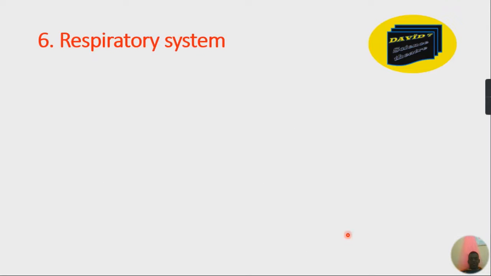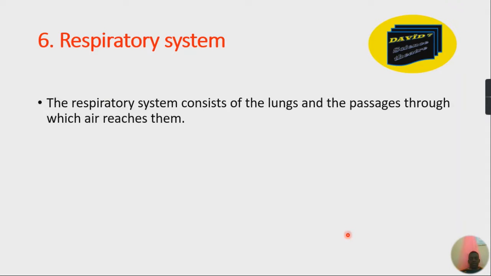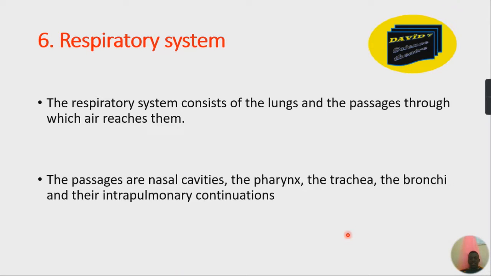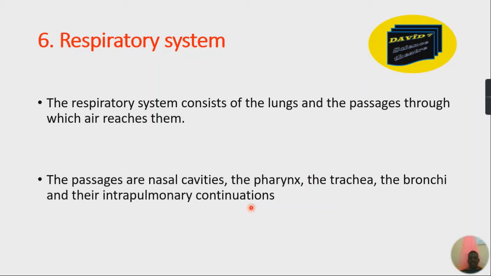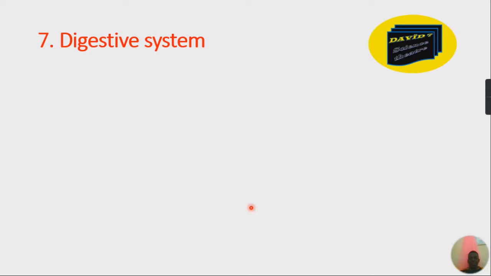Let's continue. The respiratory system. The respiratory system consists of the lungs and the passages through which air reaches the lungs. These passages are the nasal cavities, pharynx, the trachea, the bronchi, and the intrapulmonary continuations. So that is it.